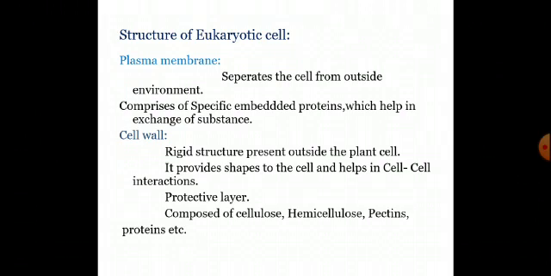And the cell wall is very rigid. Rigid means the structure will be strong. It provides shape to the cell and helps in cell to cell interaction, and the cell wall acts as a protective layer. The cell wall is composed of cellulose, hemicellulose, pectins and proteins.